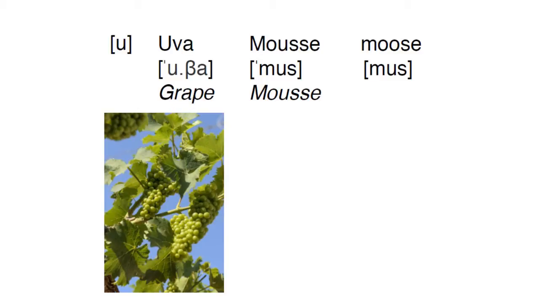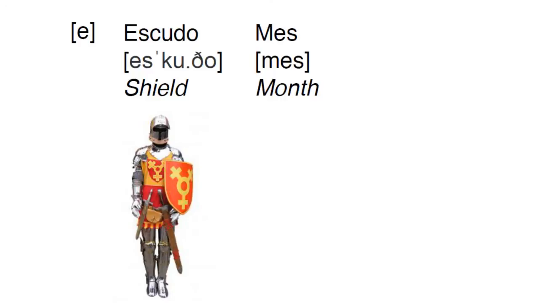Again, this vowel is pretty much the same in both languages, but as we just mentioned with I, some dialects of English will use two vowels here. Moose, where Spanish consistently will use just one pure U. Moose. The next vowel we'll cover is E, as in escudo or mes.